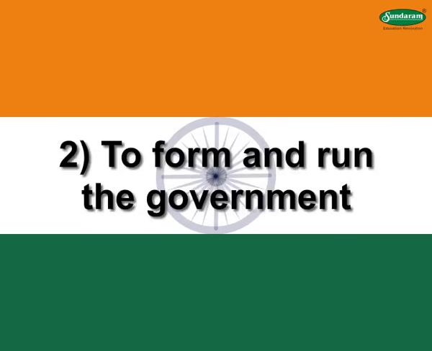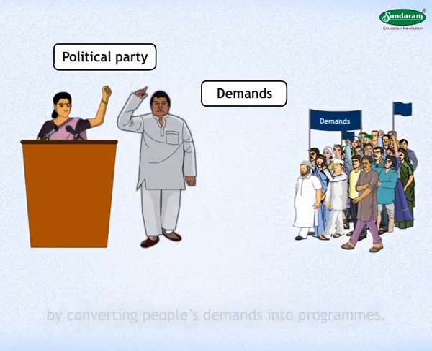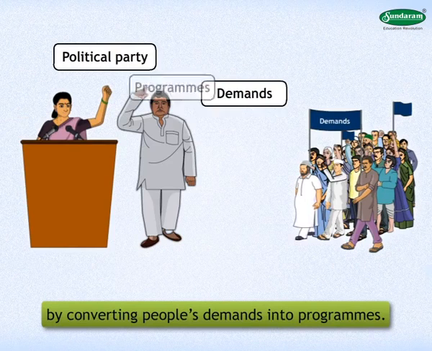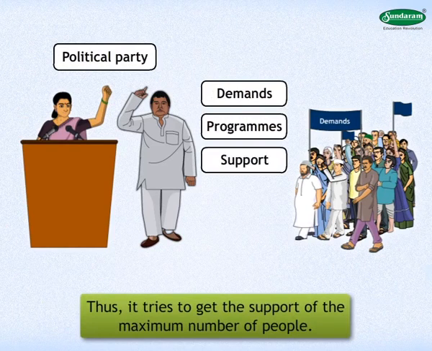2. To form and run the government. The party which comes to power tries to satisfy the demands of the people by converting people's demands into programs. Thus, it tries to get the support of the maximum number of people.